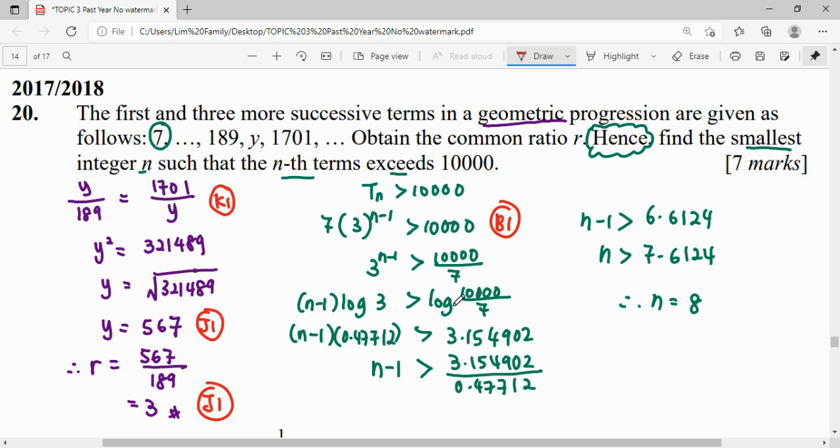Then we solve by taking log on both sides in order for the n power to move down. So when it moves down to the front, then we can solve it. We can know the range of our n. So finally, we can state what is the smallest value that can fulfill more than 7.6126.